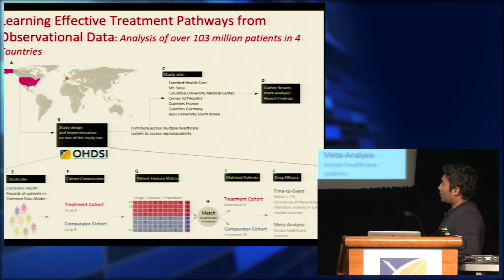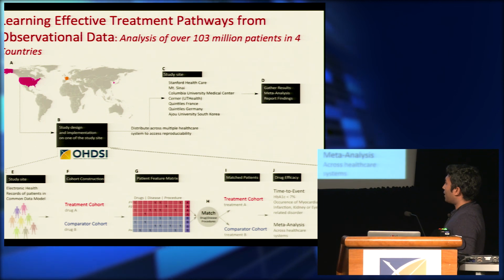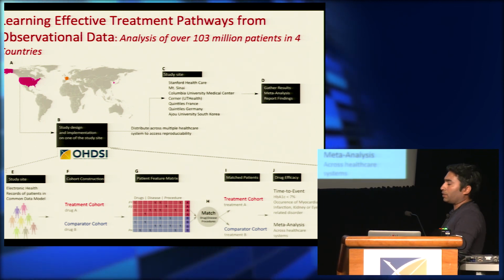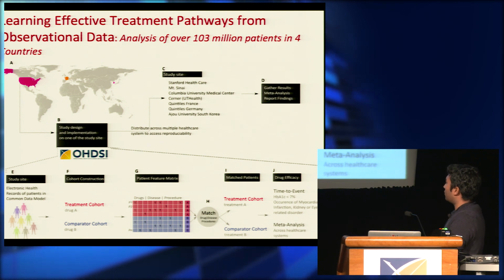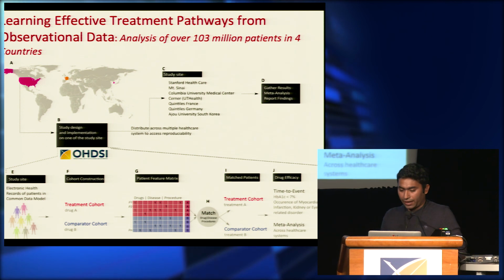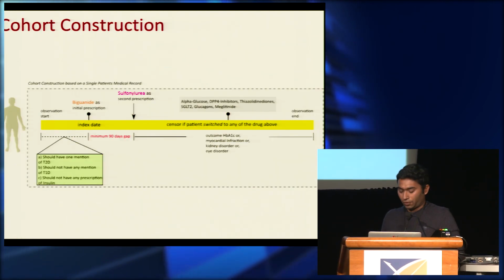So overall, the study design is that we pick the patients with type 2 diabetes. We construct a treatment cohort and a comparator cohort. We construct a patient feature matrix out of it and subject it to matching based on the features. We take this treatment and comparator cohort and perform a time to event analysis, and then perform a meta-analysis to assess what we're getting.